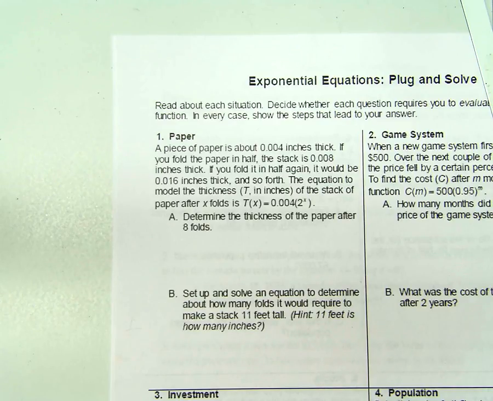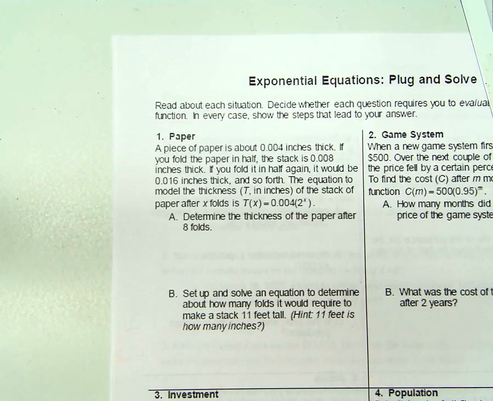And so forth. The equation to model the thickness of the stack of paper in x folds is T of x equals 0.004 times 2 to the x power, or 4 thousandths times 2 to the x power. Determine the thickness of the paper after 8 folds. Is this a solve or an evaluate question? Solve. Oh, evaluate. Well, one of those is right.